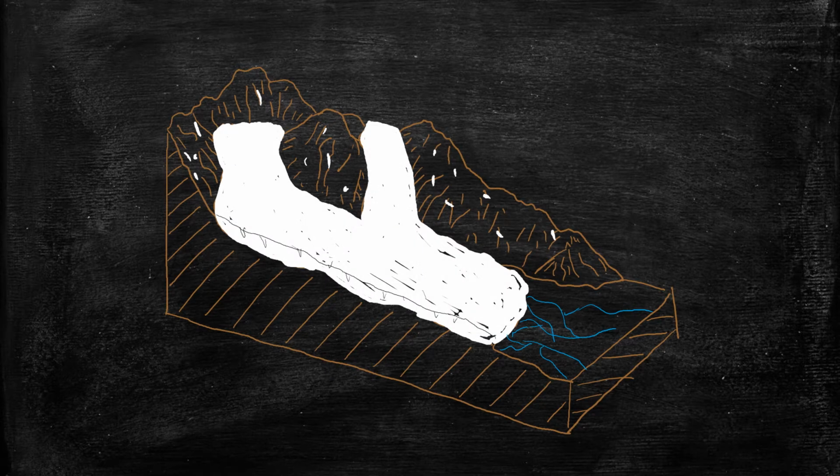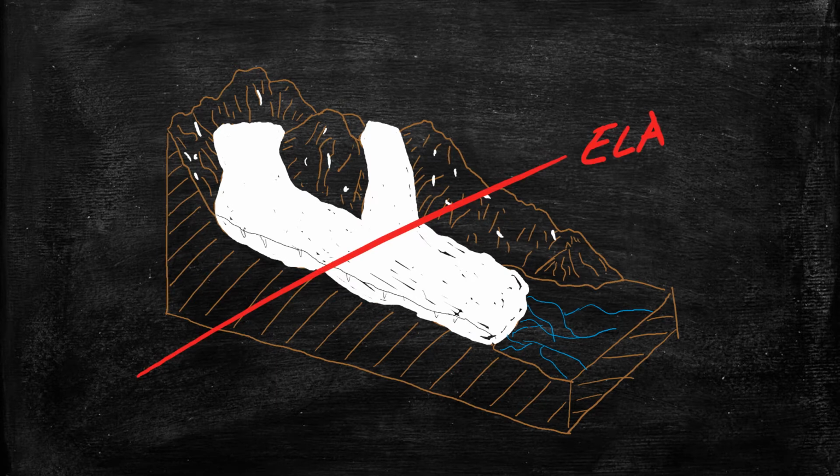First, he needs a glacier. A glacier is made up of two main areas, which are divided by the equilibrium line altitude. The upper part is called accumulation area. The lower part is called ablation area. In the accumulation area, the glacier gains mass. In the ablation area, however, the glacier loses mass.